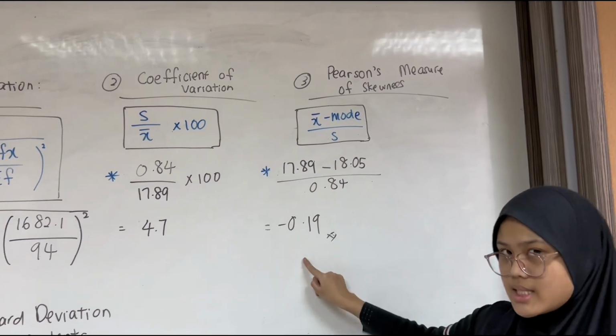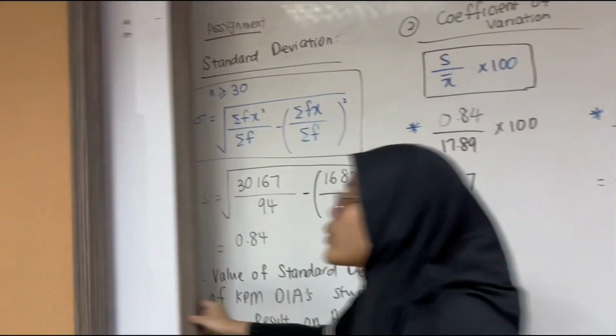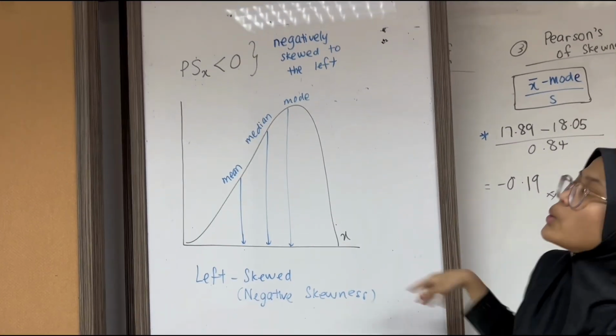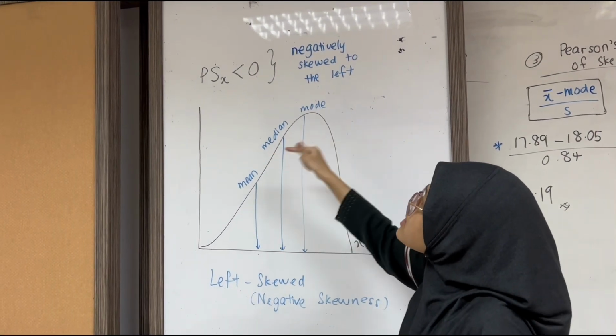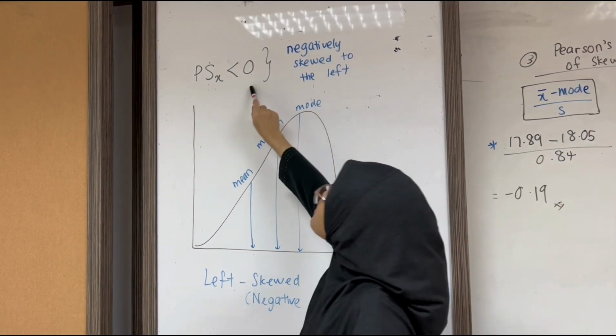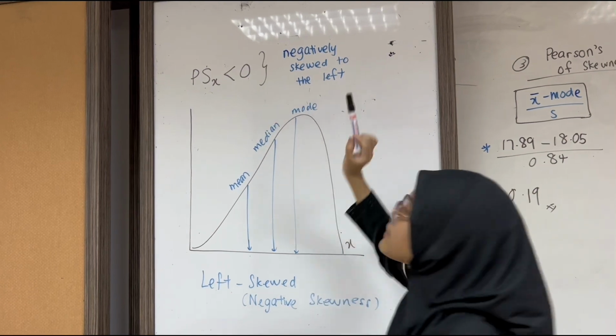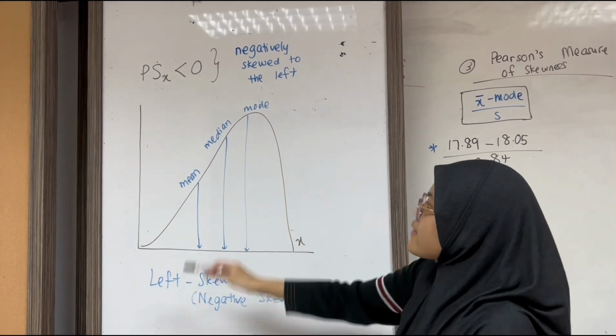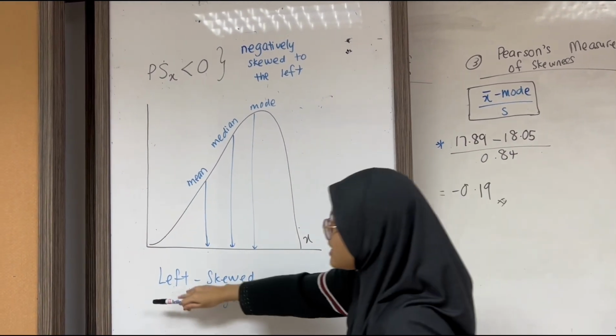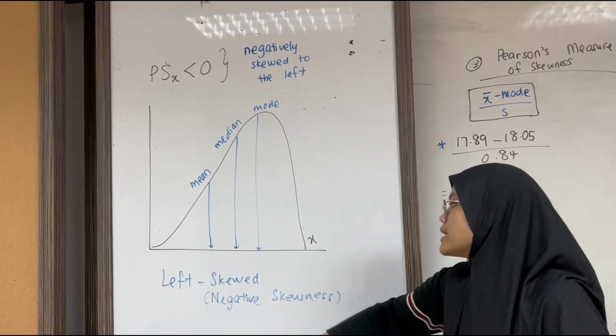Okay, the answer is negative, right? So once again, we look at this graph. So once again, when Pearson's skewness value is smaller than 0, it means that it is negatively skewed to the left. So this is a graph, it means that it is left skewed, and it shows that it is negative skewness.